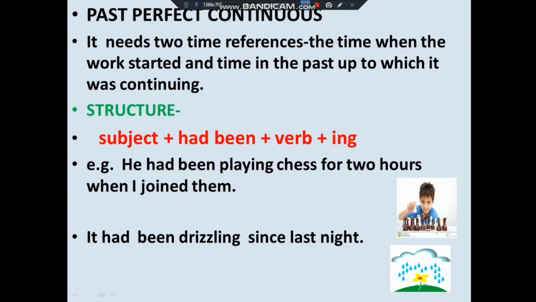It had been drizzling since last night. Now the beginning time is given. When the action started means drizzling had been started last night, and was still in continuation at the certain period of time. So children, one thing I want to say, actually in perfect continuous tenses, we give more importance to the duration of the event than time. Okay?